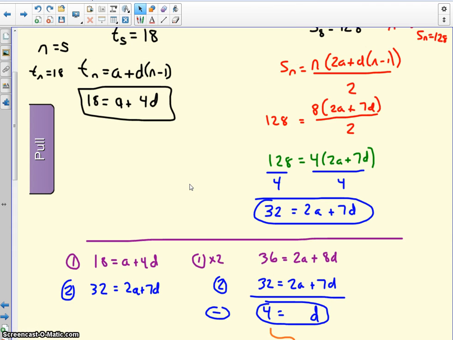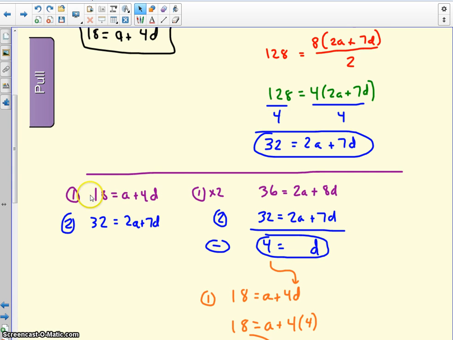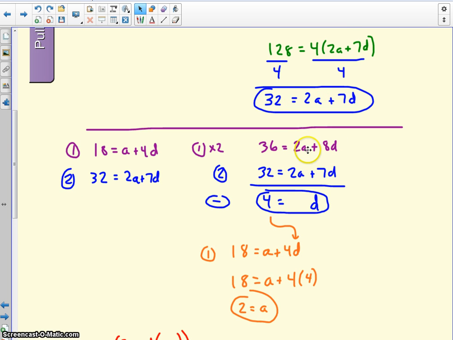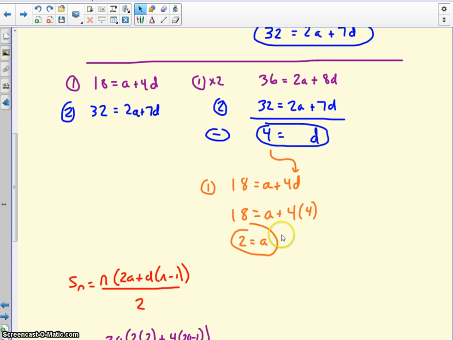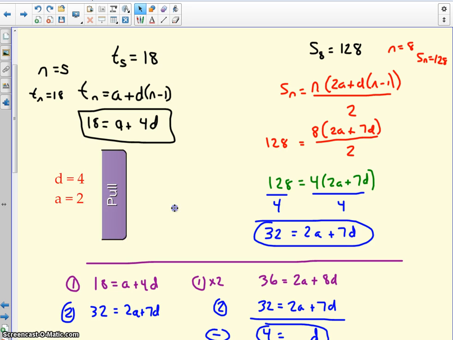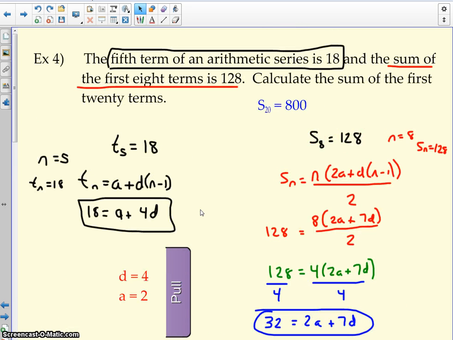Okay, so I used elimination to solve these ones. So I took my first equation and multiplied it by 2 so I could get a 2a, so they have the same coefficient as the a in the second equation. So I wound up with 36 equals 2a plus 8d. I subtracted the second equation, which was 32 equals 2a plus 7d. When I subtracted the equations, the a's canceled. I got 36 minus 32, which is 4, 8d minus 7d, which is 1d. So right away I see that d is equal to 4. I then used one of the original equations to then solve for a, so I got an a value of 2.